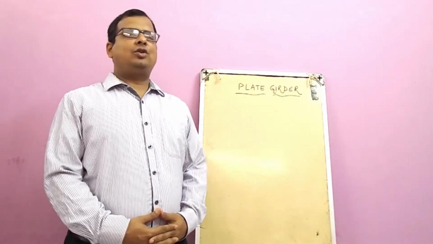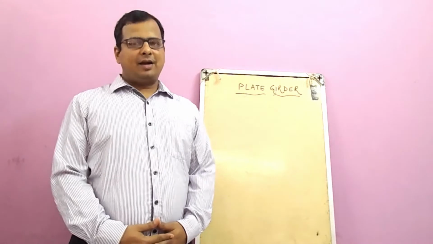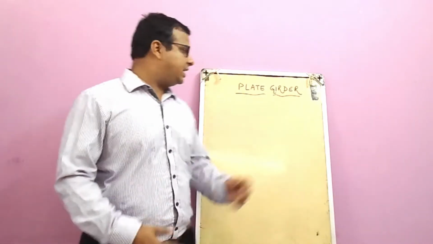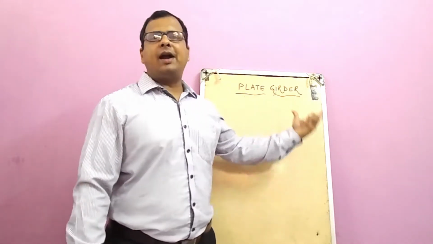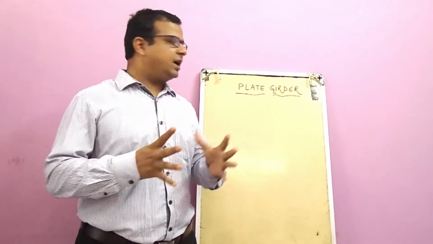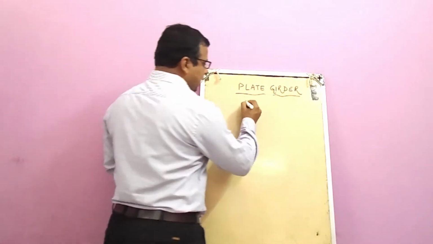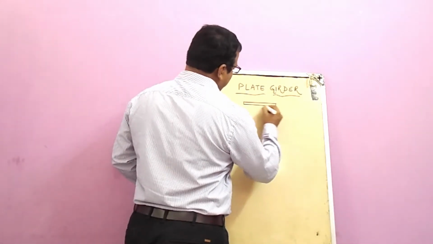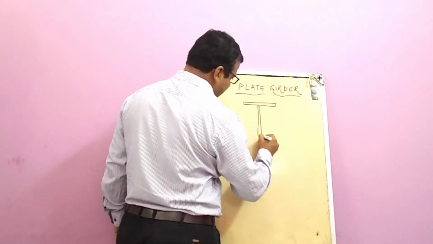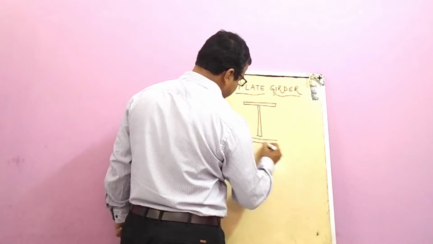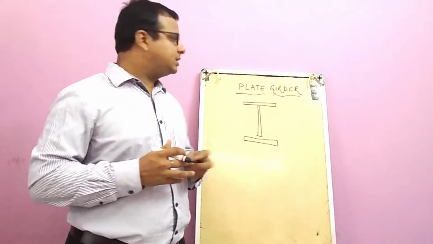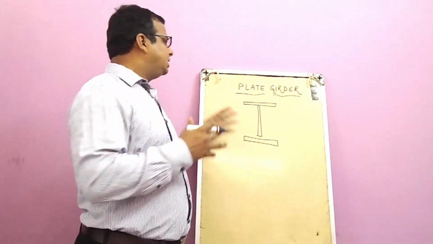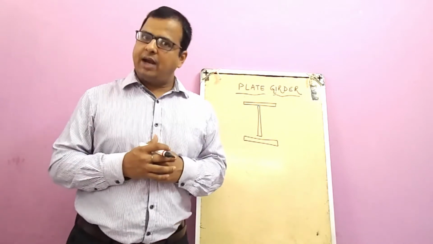Hello friends, so today we will discuss the plate girder. Now, what is the plate girder? Basically, it is made up of two words, one is plate, another is girder. Girder means, in steel structures, what we generally call an I section. If we make an I section with the help of plates, let's say these are three plates and we join these plates in the form of an I, then that type of section is called a plate girder.